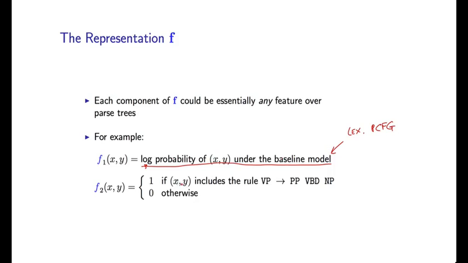Here's another potential feature. This is a 0-1 feature, an indicator function, very similar to the indicator functions we've seen in log linear models earlier. This is 1 if the XY pair contains a particular context-free rule. For example, this entire context-free rule here.